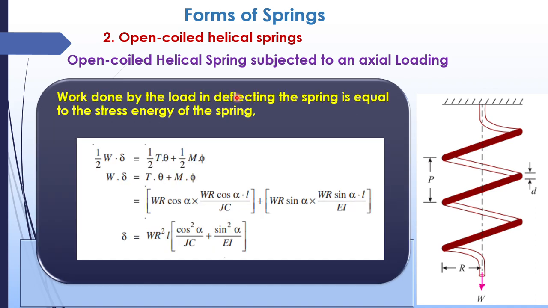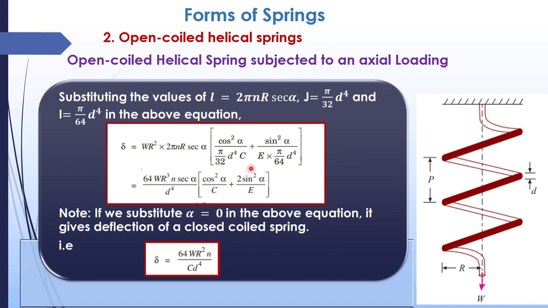Now in this particular equation you have to provide the value of L. J is nothing but the polar moment of inertia, which is equal to pi by 32 d raised to 4. And L is 2 pi r and sec theta. C is a constant. E is also a constant. I is nothing but pi by 64 d raised to 4. So all these values you have to provide, and finally you will get delta, the deflection, as 64 WR cube and sec theta divided by d raised to 4 into cos square alpha divided by C plus 2 sin square alpha divided by E. So this is the deflection for open coiled spring.